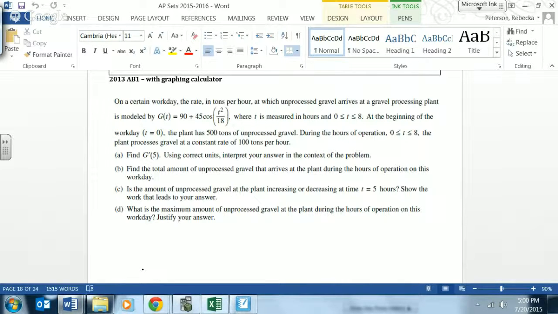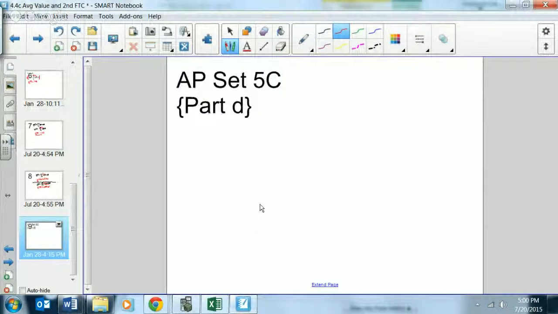Now we want an absolute max. So in this case, I also want to consider the endpoints, right? So I want to do a candidate test and consider 0 and 8. So first thing we're going to do, again, just to walk you through it, is find an equation for the amount of gravel at any time. Then we're going to take the derivative and set it equal to 0. And then we're going to create a table and figure out which time gives us our maximum amount of unprocessed gravel. All right, so let's try it here.